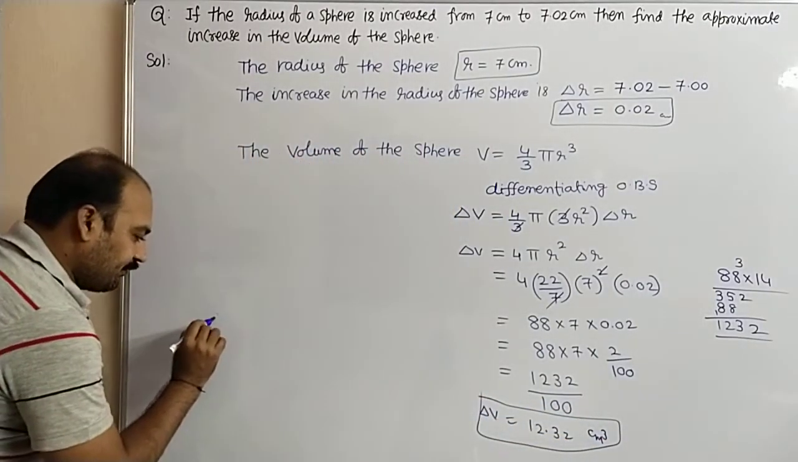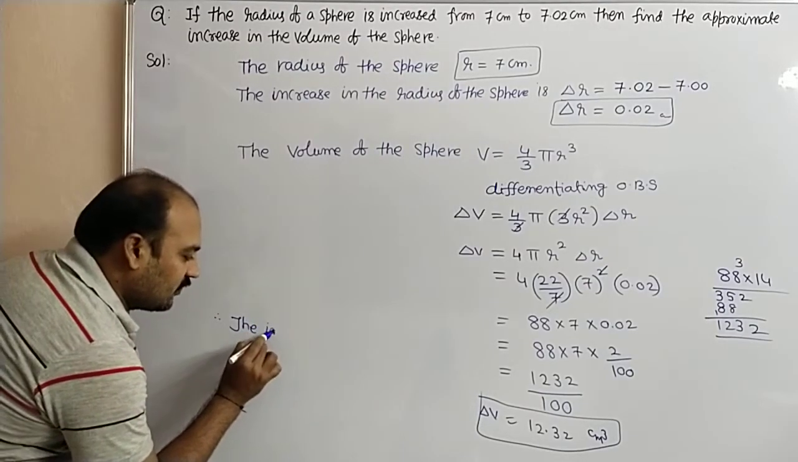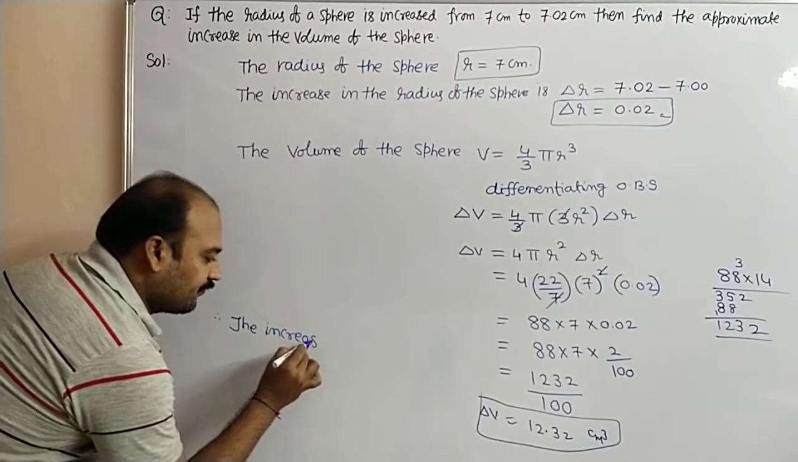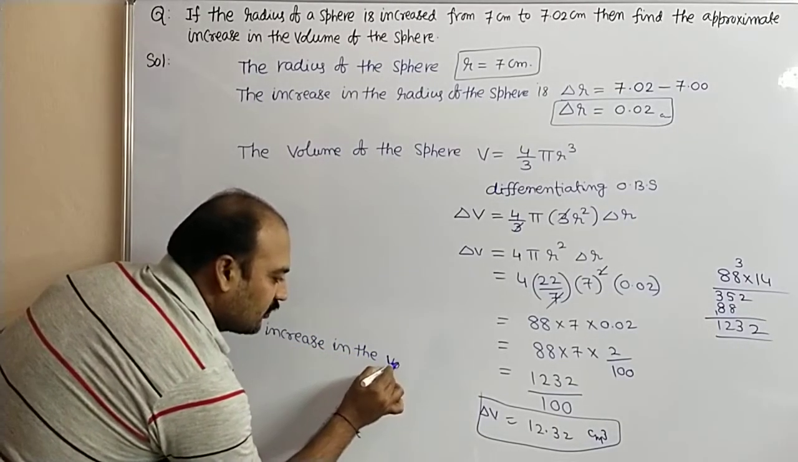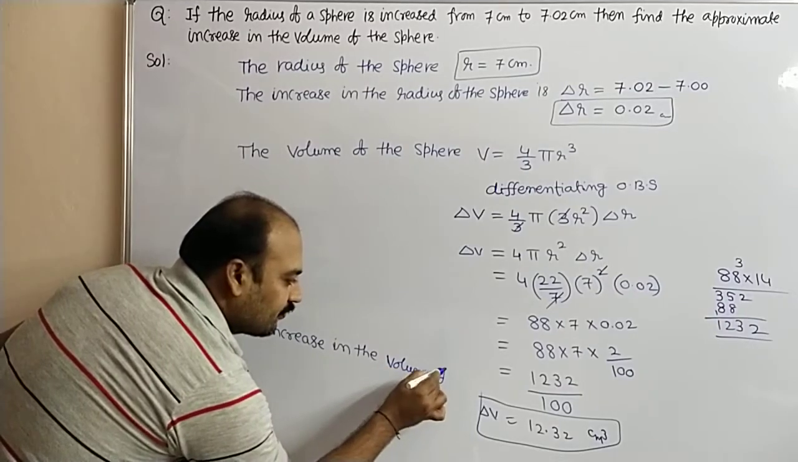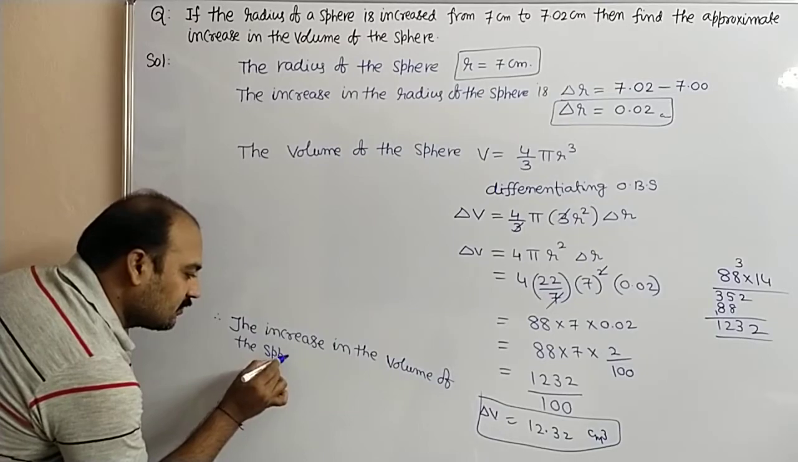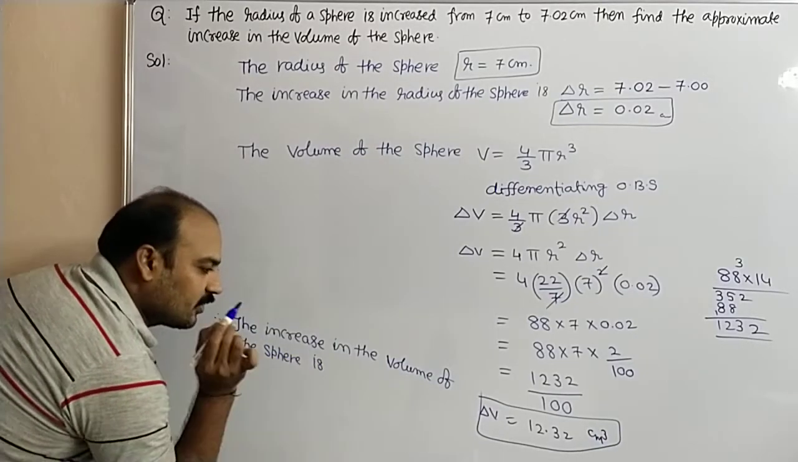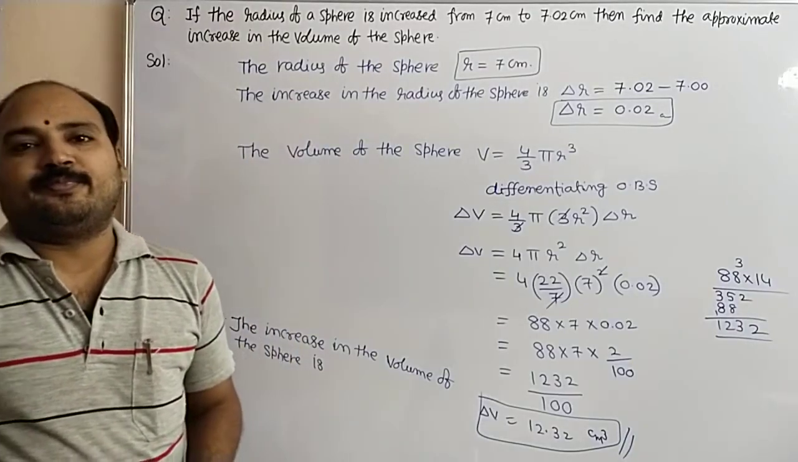Therefore, the increase in the volume of the sphere is delta V equal to 12.32 centimeter cube.